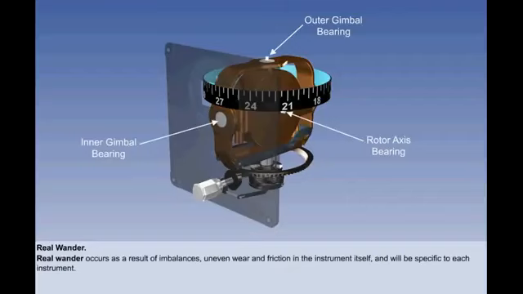Real wander occurs as a result of imbalances, uneven wear, and friction in the instrument itself, and will be specific to each instrument. When it comes to calculations, therefore, the figure for real wander will be given to us. Otherwise, the gyro will be stated as being a perfect gyro, which means that the gyro is free from real wander. Watch out for this.